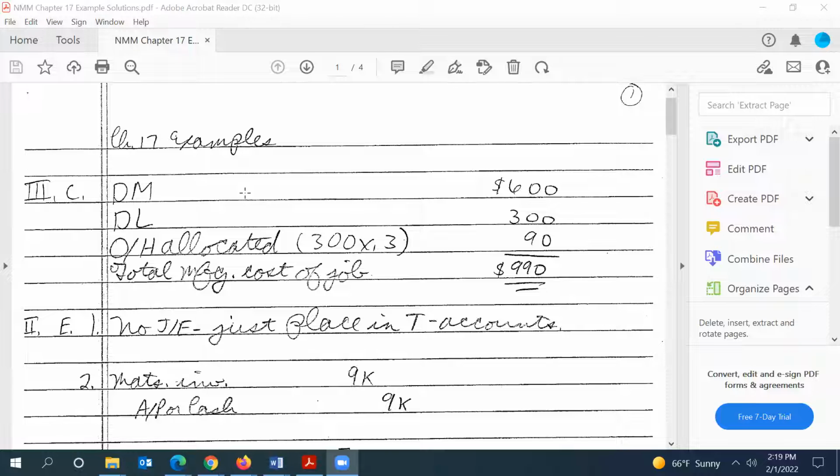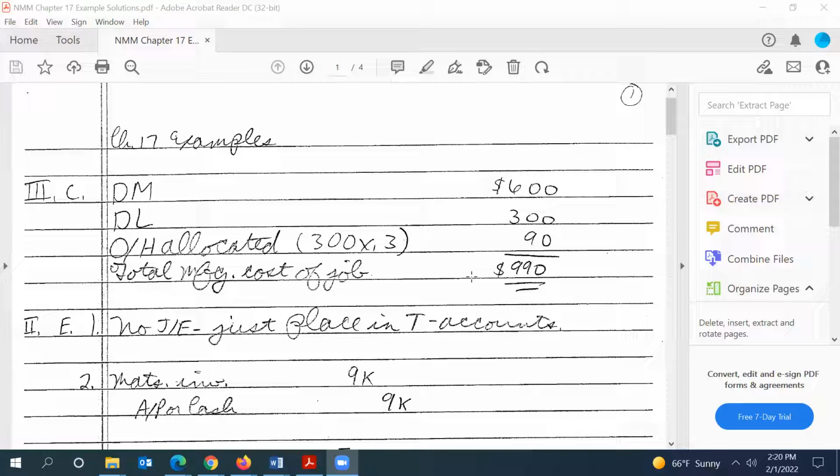And here's the job cost record. So we take the direct materials of $600, we're told. We add to that the direct labor of $300. Then the overhead allocated. We're going to take the $300 of direct labor because that's the cost driver, the allocation base. Multiply by 0.3, 30%. That's the allocation rate, 30% of direct labor cost. When we do, we get the manufacturing cost of this job in total of $990. So that's how much it costs us to make that job.